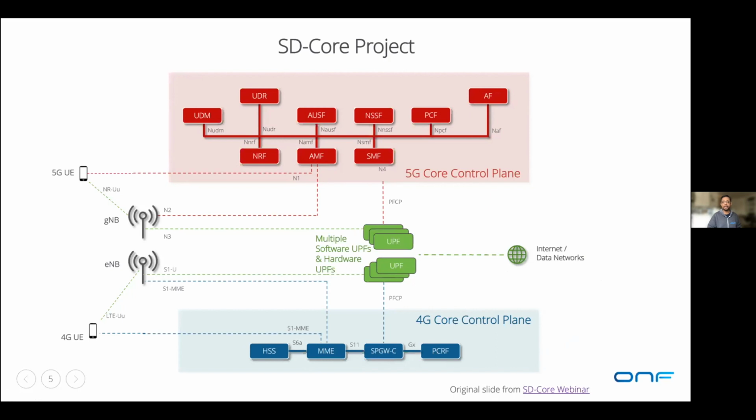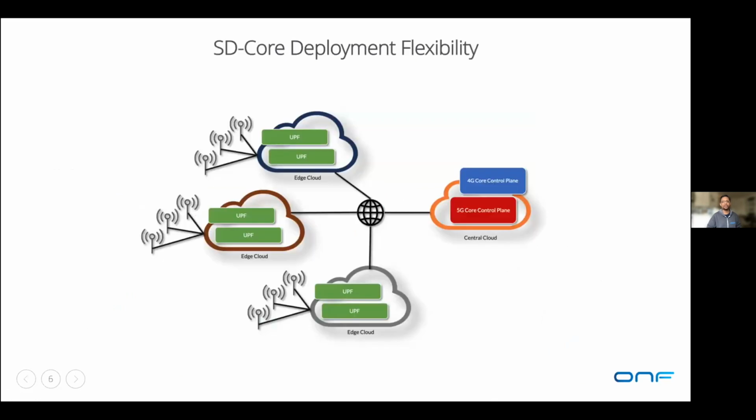What's also unique is that we have actually deployed SD core in a variety of ways. So for example, you can imagine that there is an edge cloud with the user plane function close to the RAN nodes, but the control plane function can be deployed in either a central cloud, which is typically how we do it, or in certain use cases, the control plane can also be deployed at the edge.